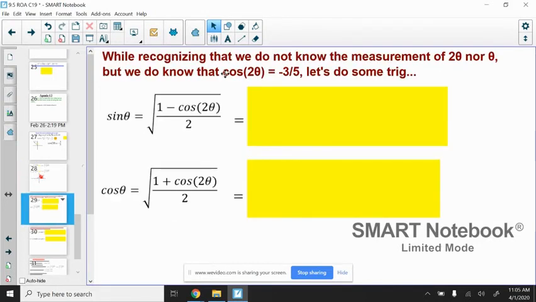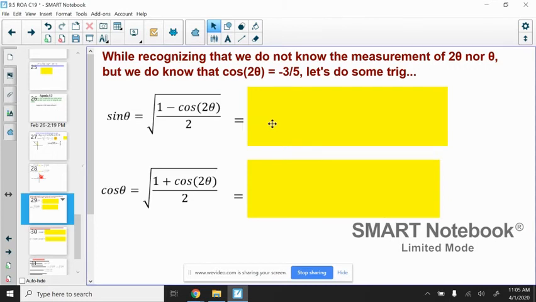Moving on. Now, while we recognize that we still do not know the measurement of twice theta, which in this case is in quadrant 2, nor theta itself, which in this case we now know is in quadrant 1, we do know that the cosine of twice theta is -3/5, and we have half angle identities, which once again we've deduced both sine and cosine are going to be positive because we're always going to be in quadrant 1. Let's just do some trigonometry, or in this case some algebra.